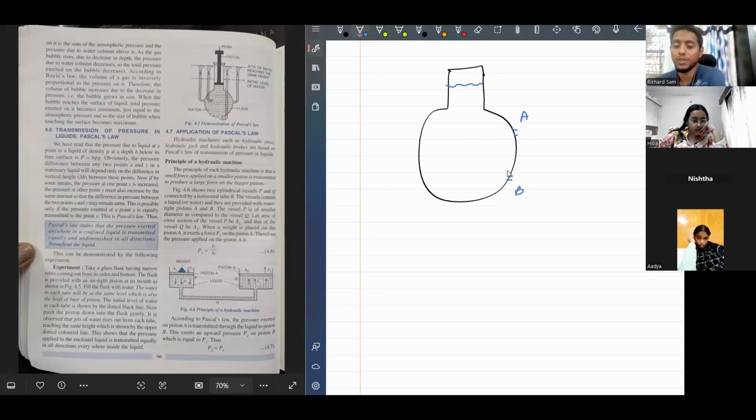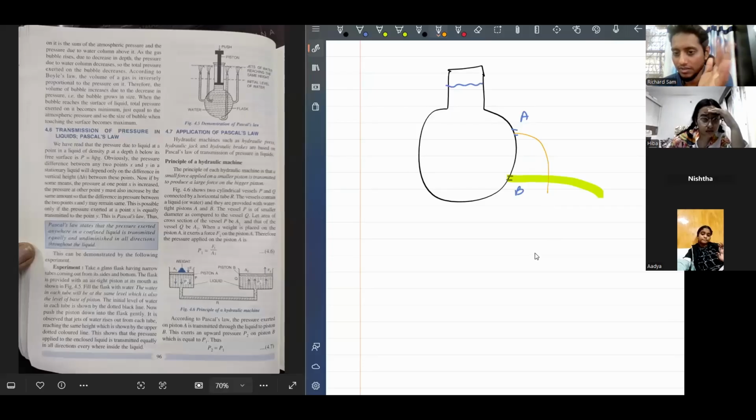Through which one will the water go at a more distance? Through which one will water spurt out at a much more distance, A or B? B. At B, the water will go at a more distance. Why? Because it's lower, right? So there is more pressure at the bottom. At A, the water will just go and fall somewhere here like this, right? Because there is lesser pressure as you go up.